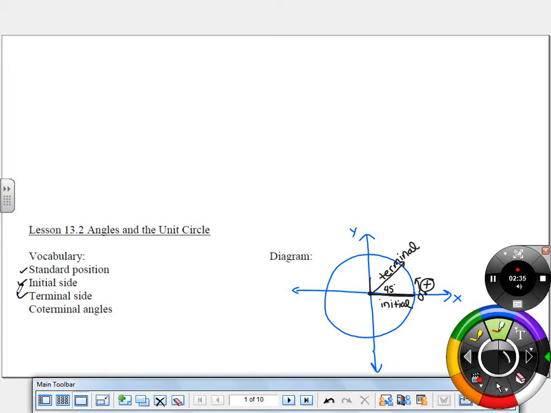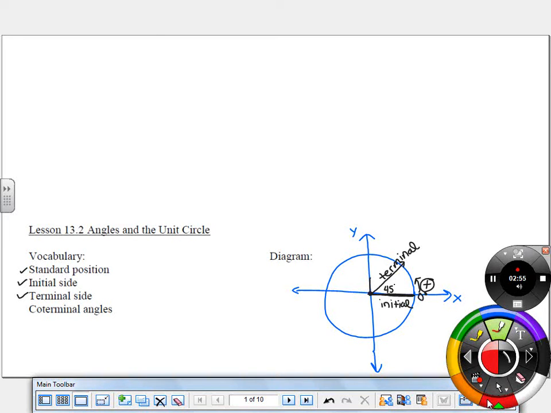Now, if somebody said, I want you to draw an angle that is negative 135 degrees, any ideas what that's going to look like for us? Julia? Yes. Okay, yeah, so it's going to end up over here.